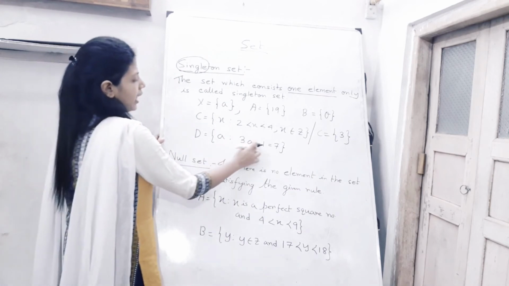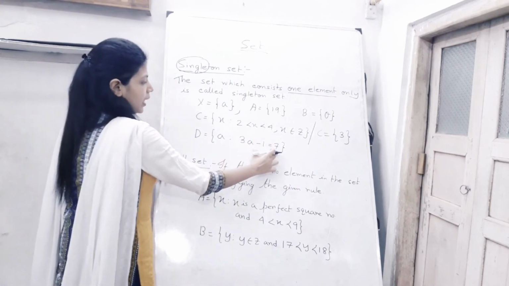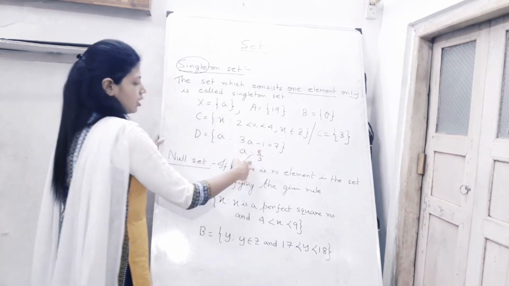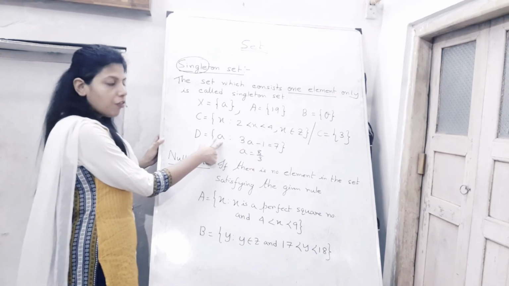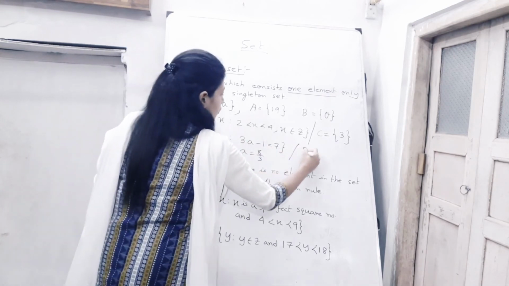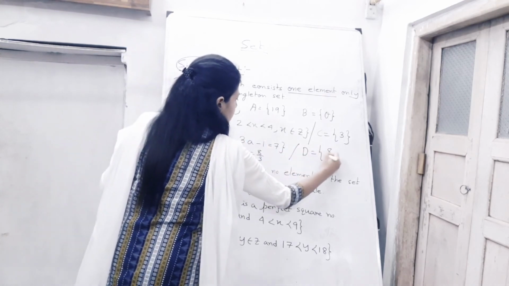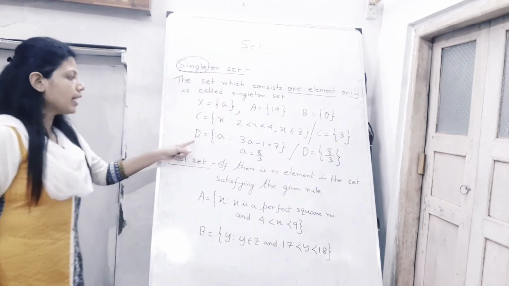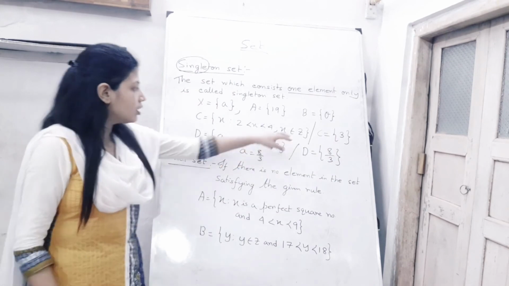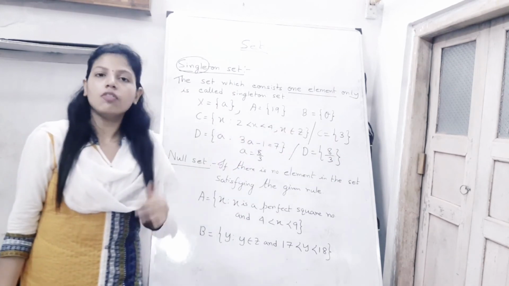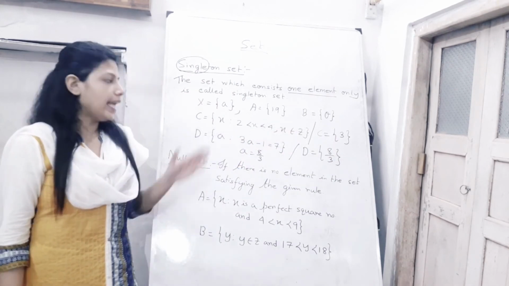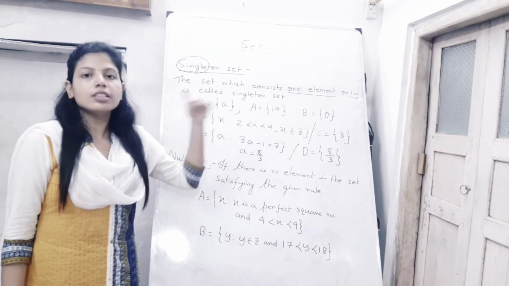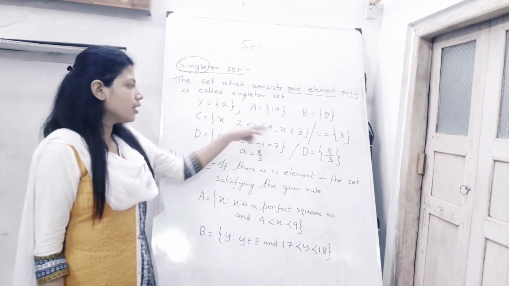This one: 3a minus 1 equals 7. If you solve, it will be a equals 8 by 3. This one is in set builder form. If I write it in tabular form, it will be 8 by 3. Just one element is there in both cases. I will repeat this once more. Z is the set of integers, and except 3 there is no integer between 2 and 4, because 2, 3, 4. So it is a singleton set.